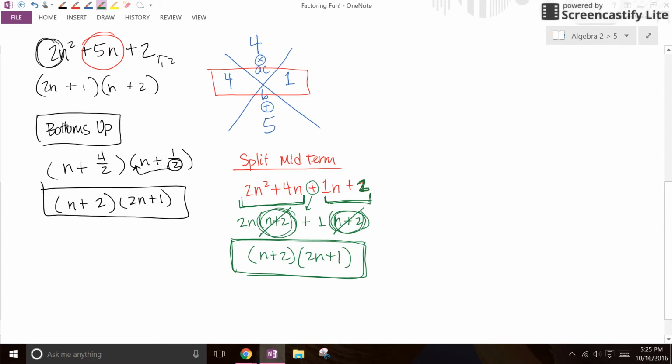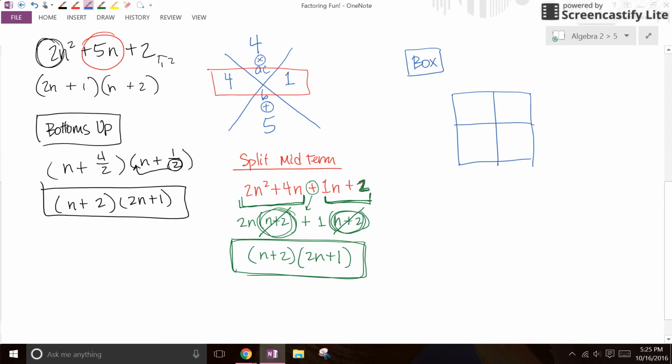Now, the last method I'll show you is called the box method. Now, it's kind of the reverse box. You know, if you use the box for foiling, this is the reverse of it. You do the exact same thing. You're going to draw the x. You're going to say what two things multiply to 4, what two things add up to 5. You're going to figure out it's 4 and 1.